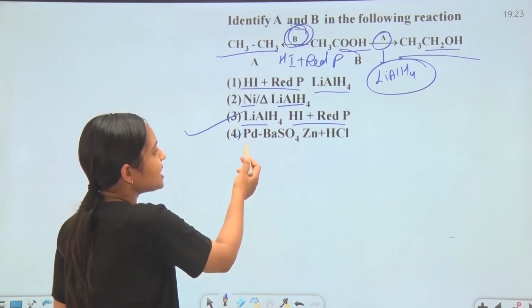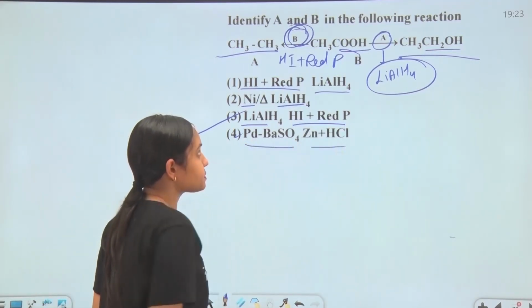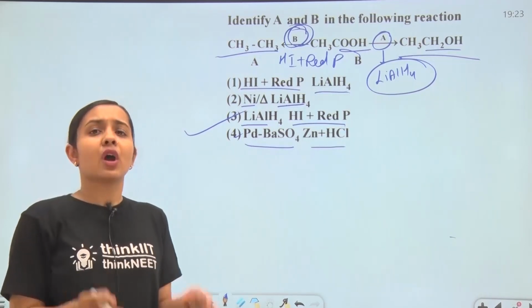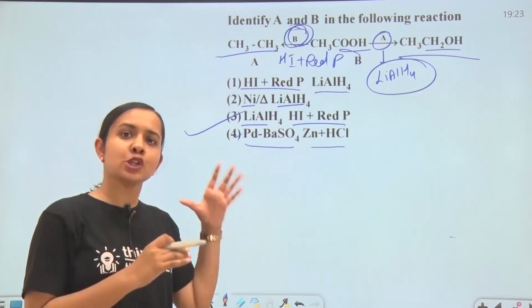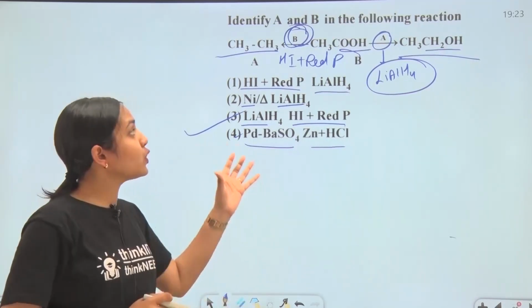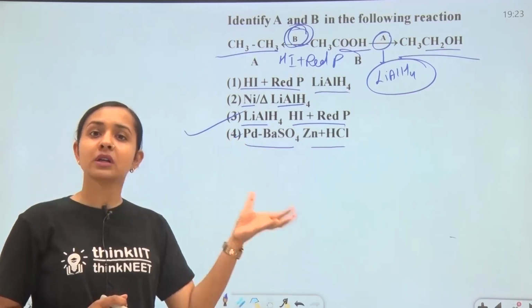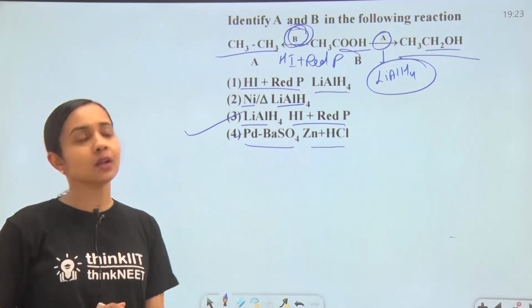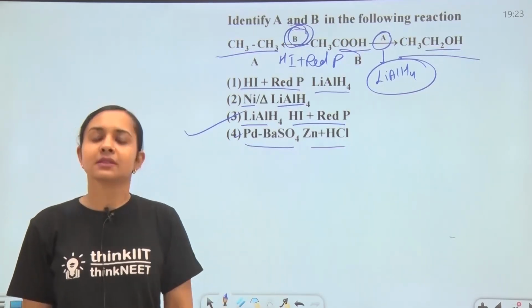Option 4 is Pt/PtSO4 and zinc HCl. Zinc HCl will not convert acetic acid into alkane, right? It will not give us complete reduction. And similarly, Pt/PtSO4 does not convert acetic acid into alcohol. So option 3 is the correct answer. Thank you.